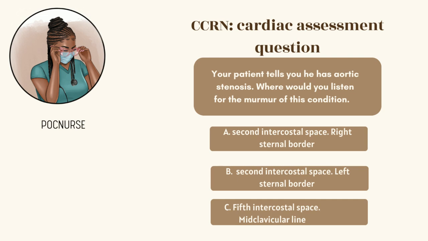Welcome to POC Nurse. Today we're discussing cardiac assessment questions for the CCRN exam. Our first question goes like this. Your patient tells you he has aortic stenosis. Where would you listen for the murmur of this condition? A. Second intercostal space, right sternal border. B. Second intercostal space, left sternal border. Or C. Fifth intercostal space, mid-clavicular line. Let's dive into the knowledge we need to answer this question.